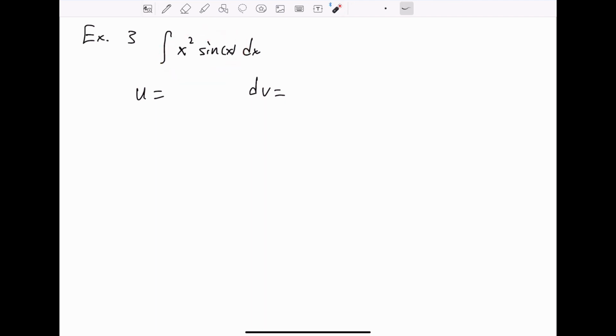Next, we look for inverse trig. Well, we have a trig function, but there's no inverse trig functions. The next letter is A. A stands for algebraic. We do have an algebraic function, x squared. So we will choose u equals x squared. We're not guaranteed that this will work, but it's a good rule of thumb. So let's try it. If u equals x squared, dv is everything left, which is sine of x dx.